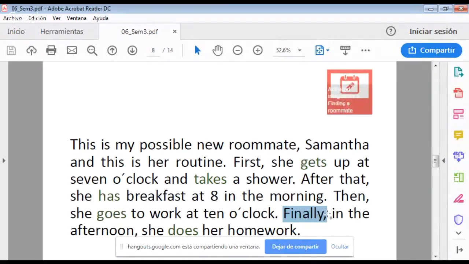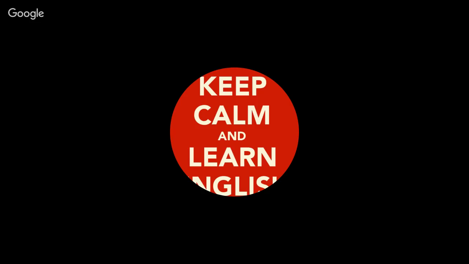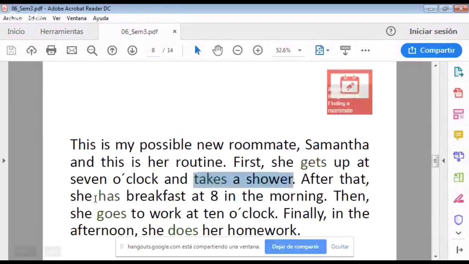Y fíjense también en esto. Están los verbos conjugados porque es she de quien estamos hablando. She gets up, takes a shower, has breakfast, goes to work, does her homework. Si dijéramos she do her homework, sería incorrecto. She go to work, sería incorrecto. She get up, sería incorrecto. Tenemos que agregar S y decir gets up, does homework, goes to work, has breakfast, etc.